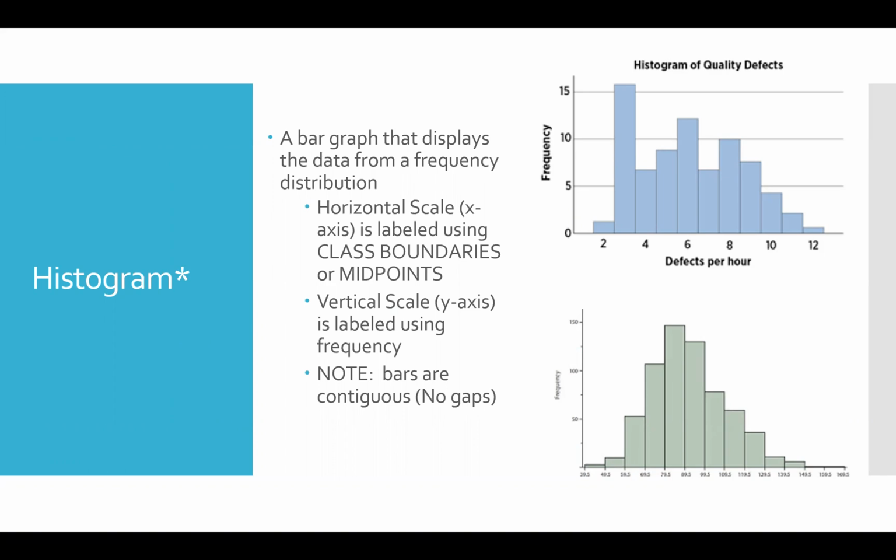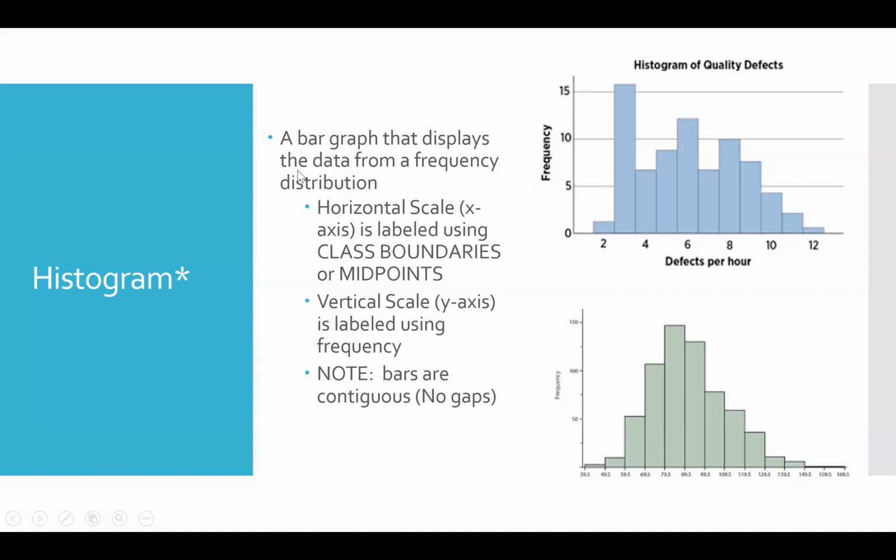Okay, a histogram is similar to a bar graph. It displays the data from a frequency distribution. Now, frequency distribution is a fancy statistical term to mean from a table, but I can also create it from the raw data, from just the list of data without having it in table form. The horizontal scale is labeled using either what's called the class boundaries or the class midpoints. And I'll explain that a little bit more in detail in just a minute. The vertical scale is your frequency.